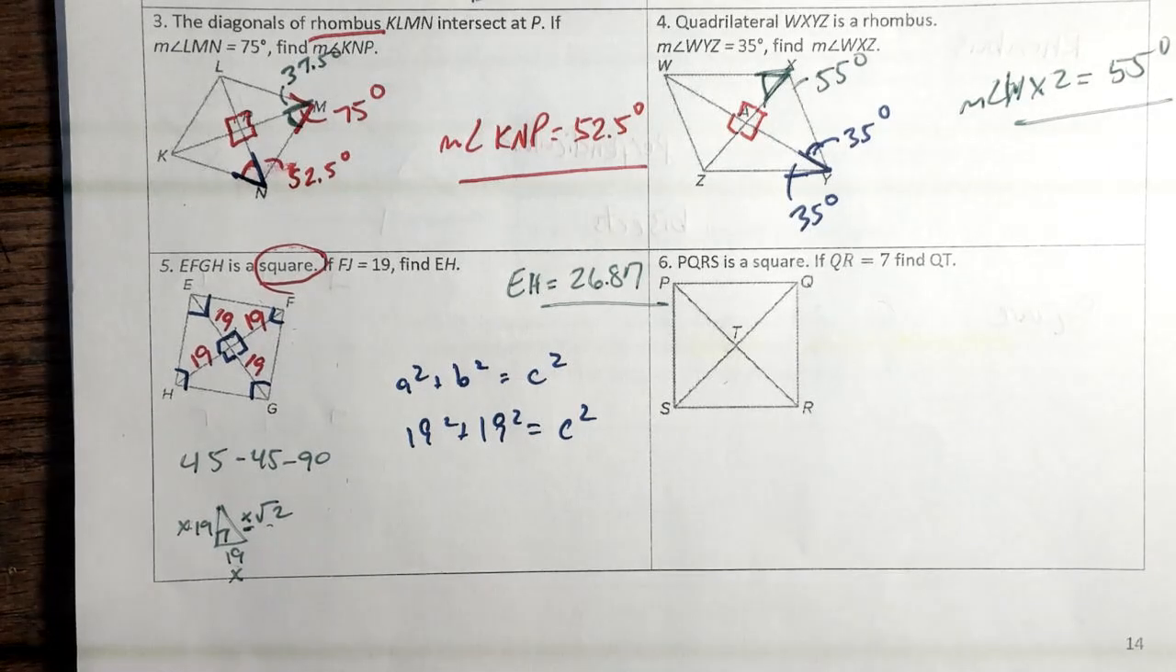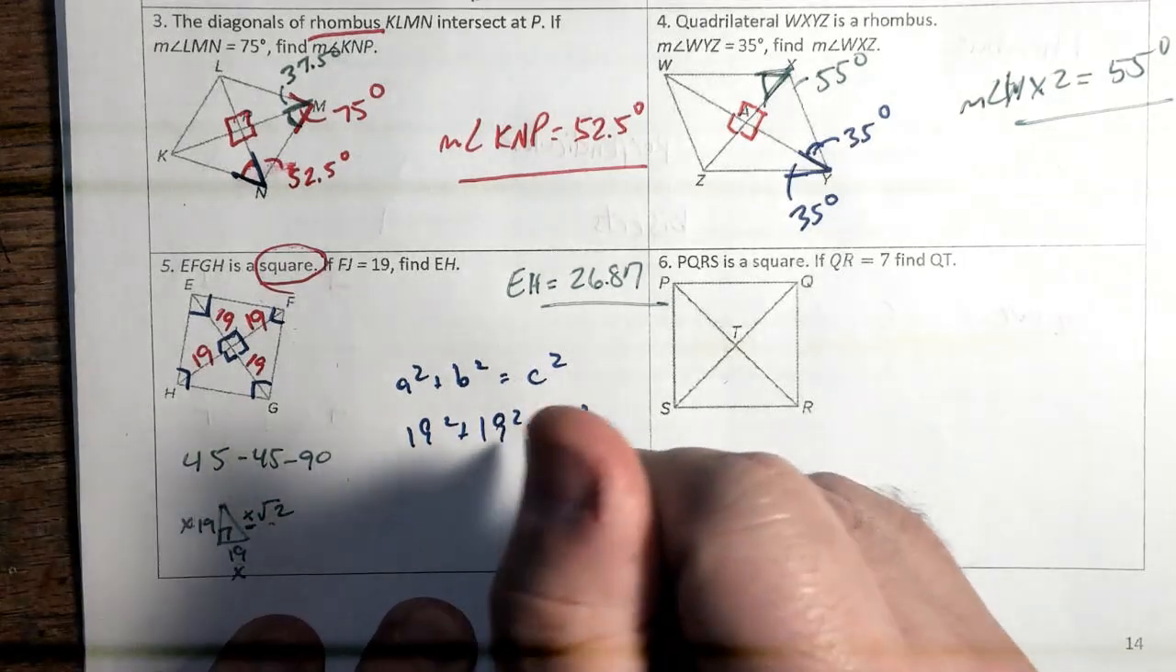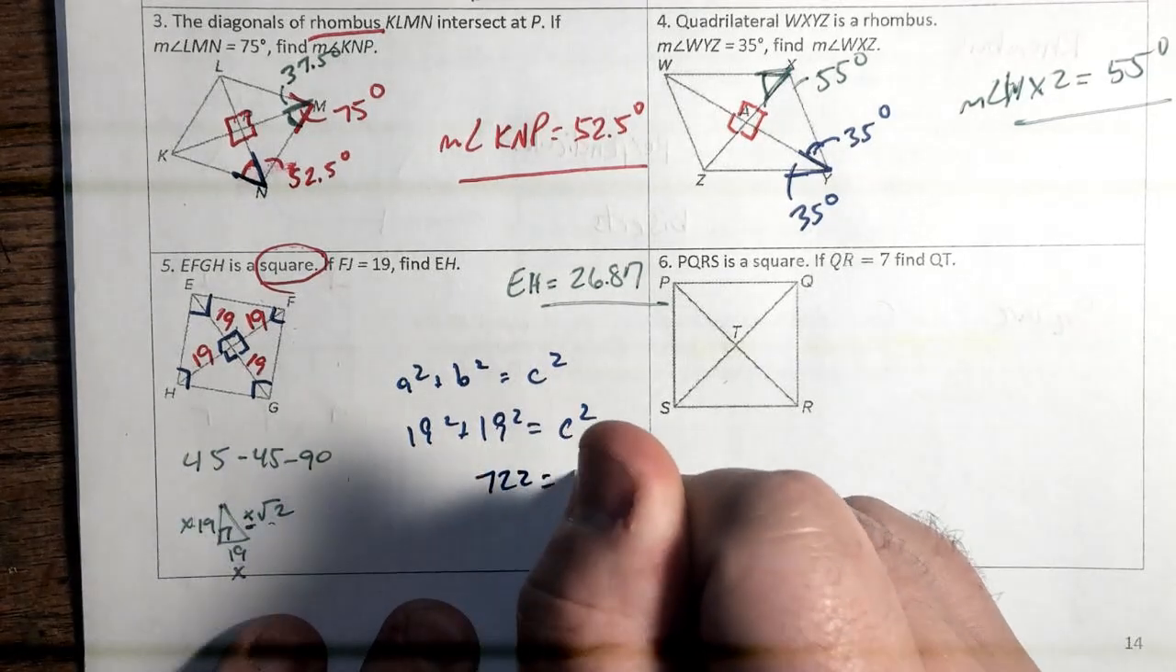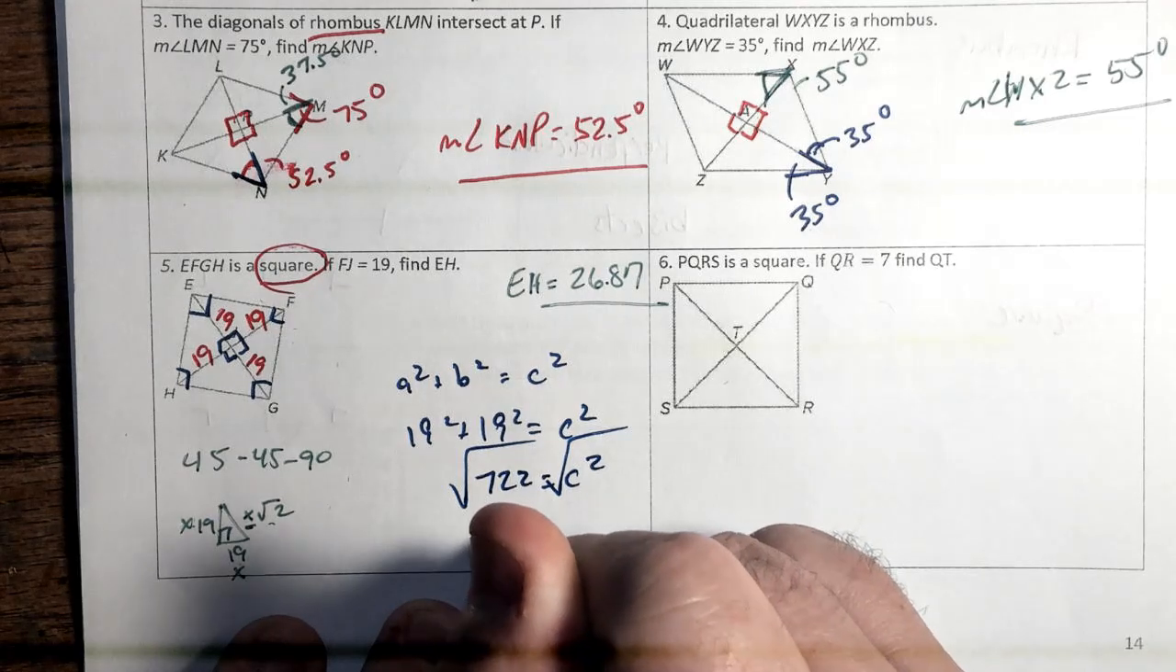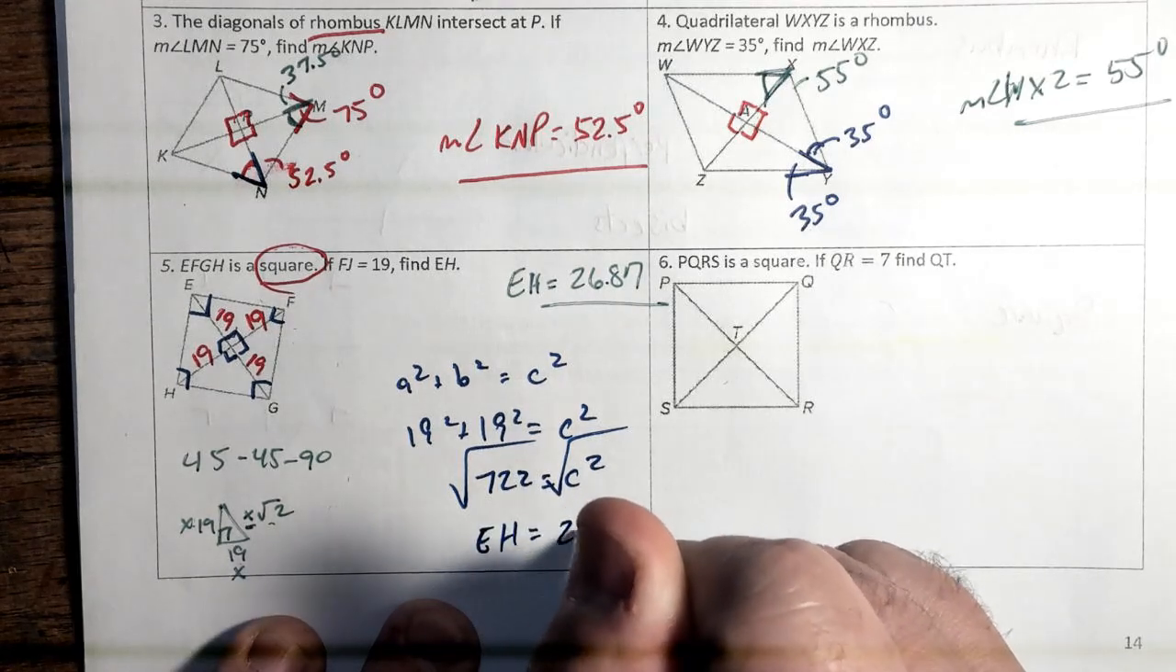Isn't math cool? So, two different ways to do that, and we get the same answer. 19 squared plus 19 squared was 722. We take the square root, and then c, or EH, equals 26.87.